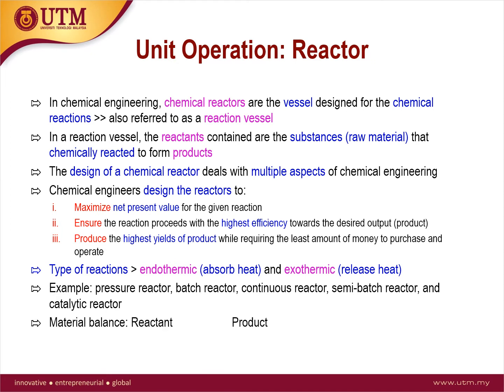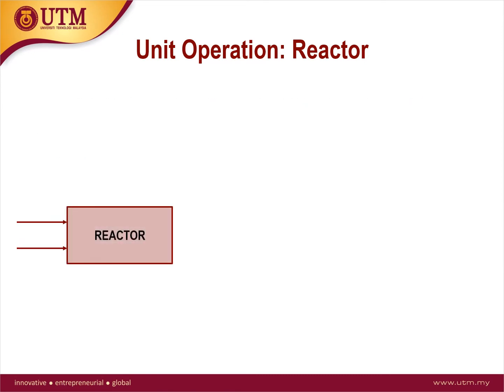For the material balance, the general material balance of a reactor consists of the reactants producing product. The schematic diagram of the reactor is shown here. There are two types of feed, feed A and feed B. Basically, feed A is called the limiting reactant, the reactant that is being limited for the process, and feed B is called the excess reactant. The excess reactant makes sure that all the limiting reactant is successfully reacted.